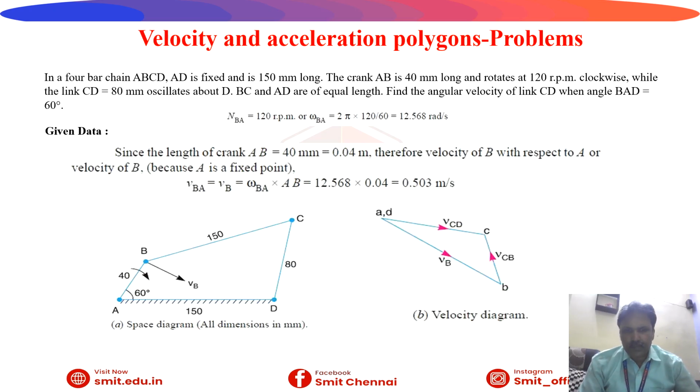150 mm long. Crank AB is 40 mm long and rotates at 120 rpm clockwise, while the link CD, 80 mm, oscillates about D. BC and AD are of equal length, it is clearly given. Some calculation is given: N of BA equal to 120 rpm, omega BA equal to 12.568 rad/s, as you will get. This is a space diagram you have to draw. The space diagram is drawn with the original dimensions.